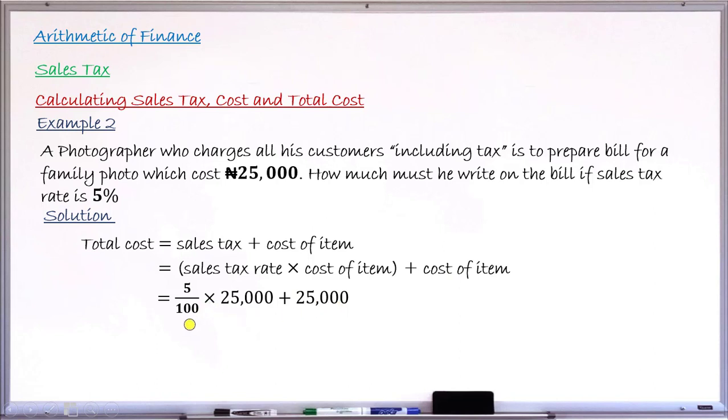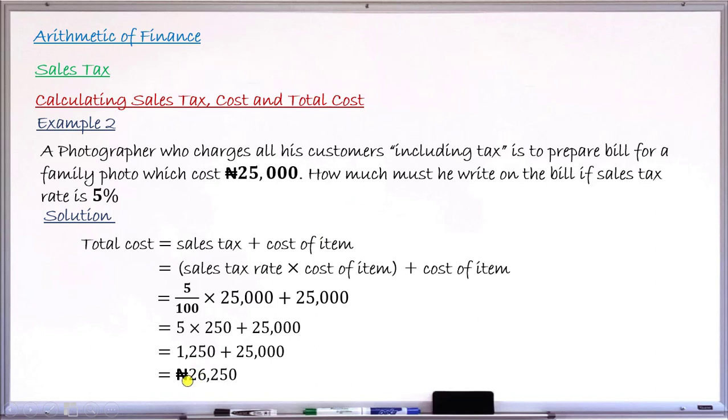So simplifying this, you now have 5 times 250. That is, these two zeros cancel the two zeros in 100, so you have 250 times this very 5, is what I have here. Then I copied my 25,000 naira. Multiplying 5 by 250 gives the answer 1,250. Then plus the 25,000 naira. Addition of this correctly gives the answer 26,250 naira. So this is what the photographer will write as a bill to his customer.